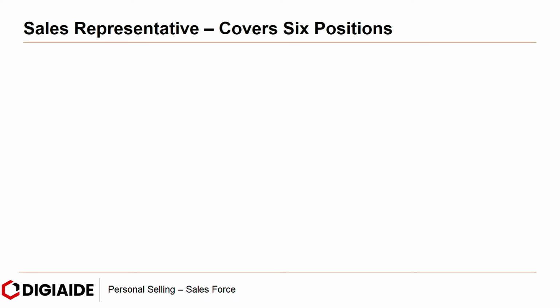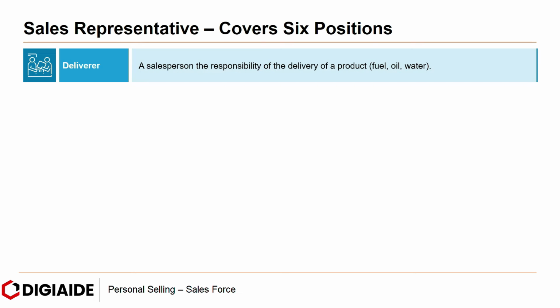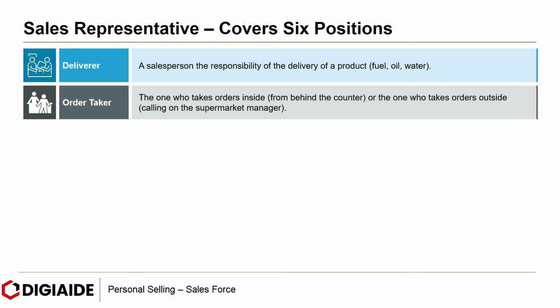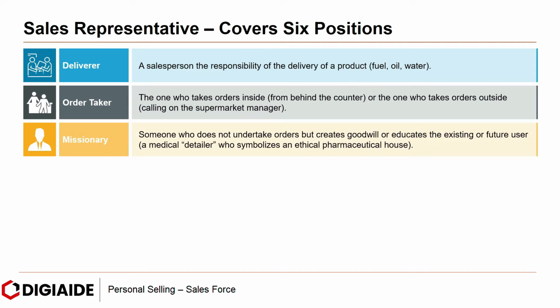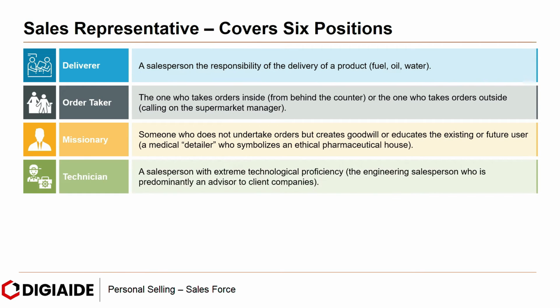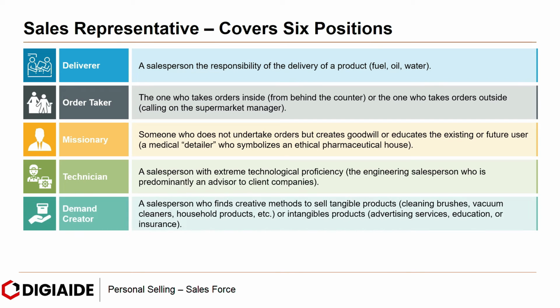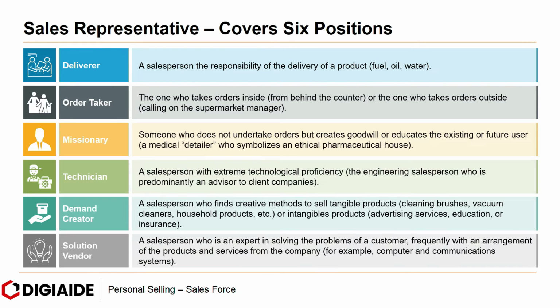Moving on, a sales representative covers 6 positions. First, deliverer, a salesperson responsible for delivery of a product. Second, order taker, the one who takes orders inside or the one who takes orders outside. Third, missionary, someone who does not take orders but creates goodwill or educates the existing or future user. Fourth, technician, a salesperson with extreme technological proficiency. Fifth, demand creator, a salesperson who finds creative methods to sell tangible or intangible products. And finally, solution vendor, a salesperson who is an expert in solving the problems of a customer, frequently with an arrangement of the products and services from the company.